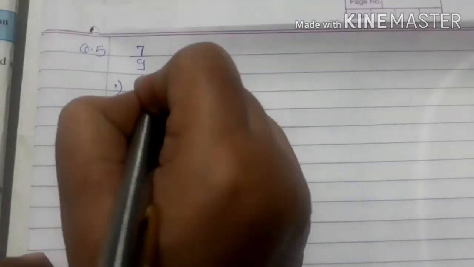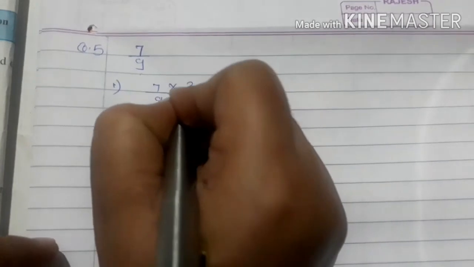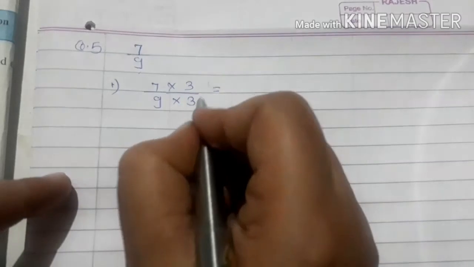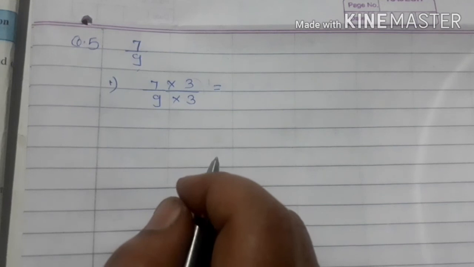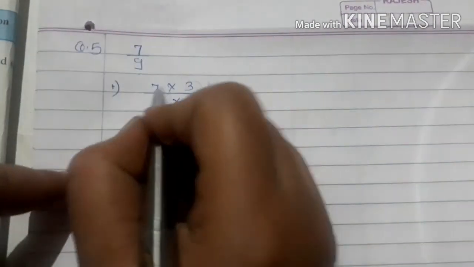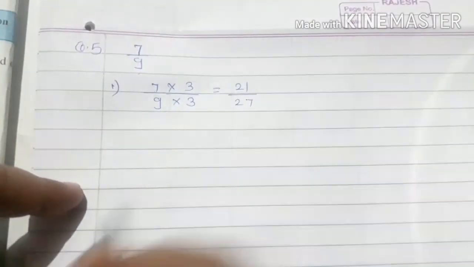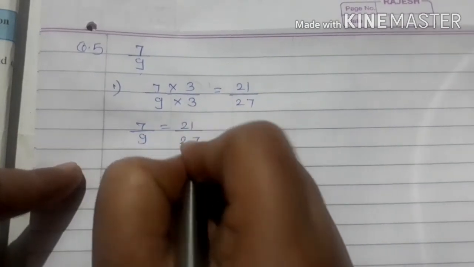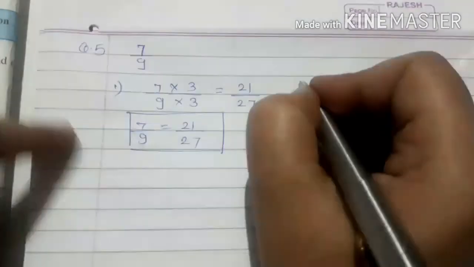So how to find? First you take the given fraction. Now with your own choice of number you can multiply. So now I am taking 3 to both sides, numerator and denominator. Here you can take your own choice from 1 to 10. So here 7 3s are 21 and 9 3s are 27. So 7 upon 9 is equal to 21 upon 27. These are equivalent fractions. So this is the first one. Now they want two.